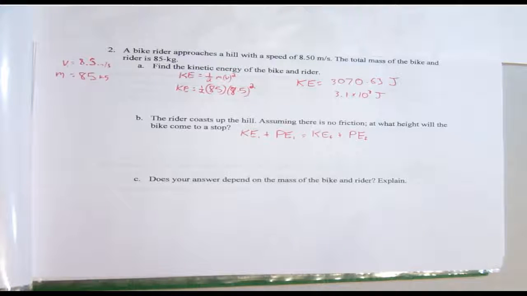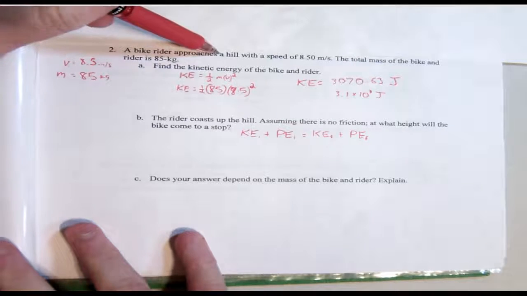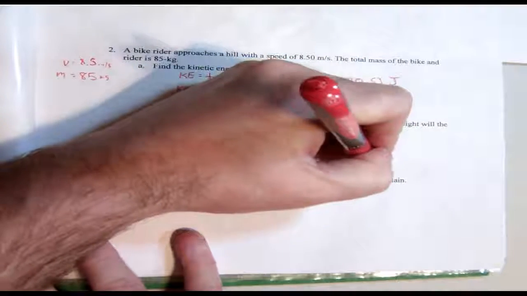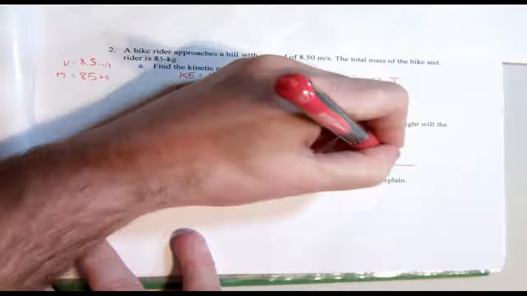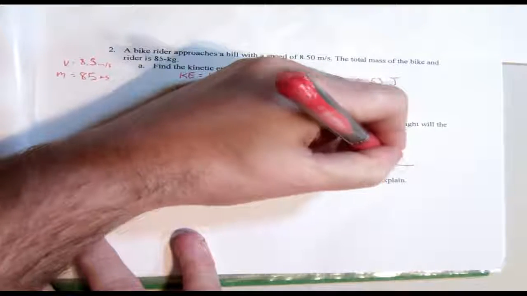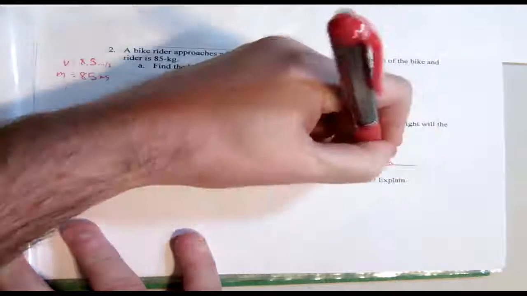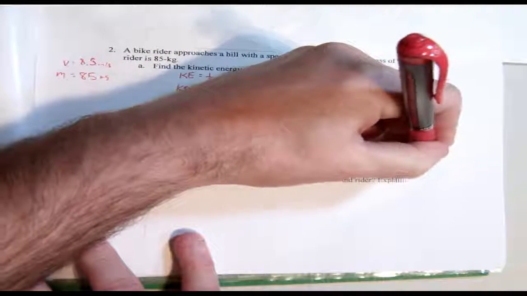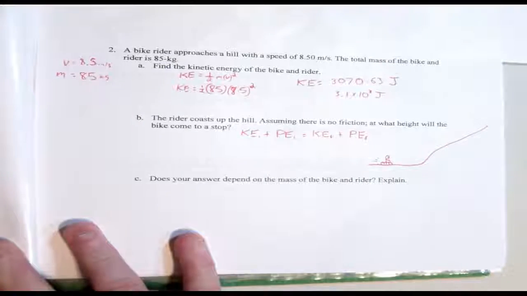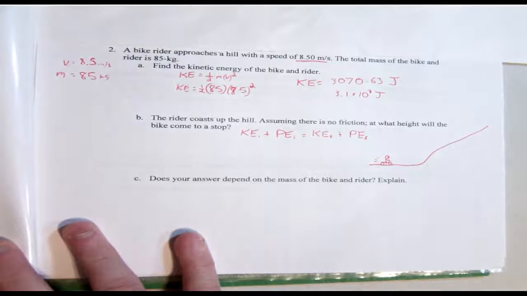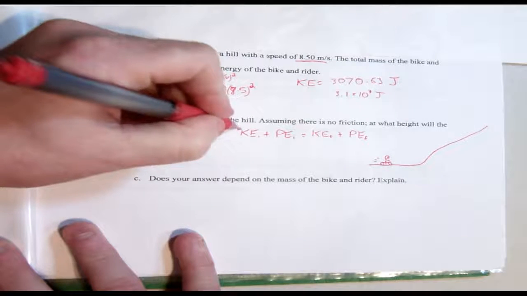We're used to zeroing out certain things, but let's look back at A. It says the bike rider approaches a hill with this speed. So let's draw this real quick, just so you guys can see. He's going on a flat plane, right? So this is our bike rider. So he's approaching the hill, right? Which means what? He already has speed, because remember, it says he's going 8.5 meters per second. So that means he already has kinetic energy.